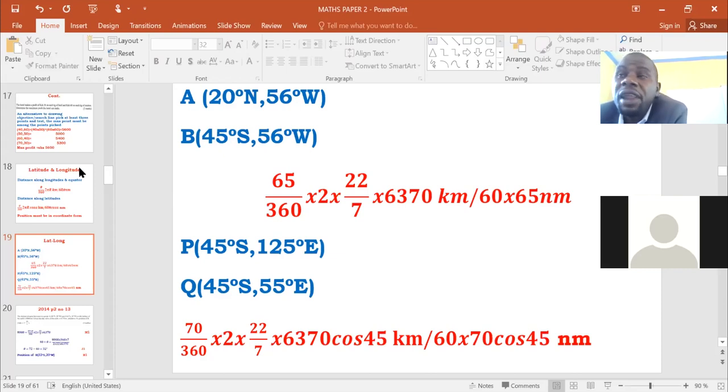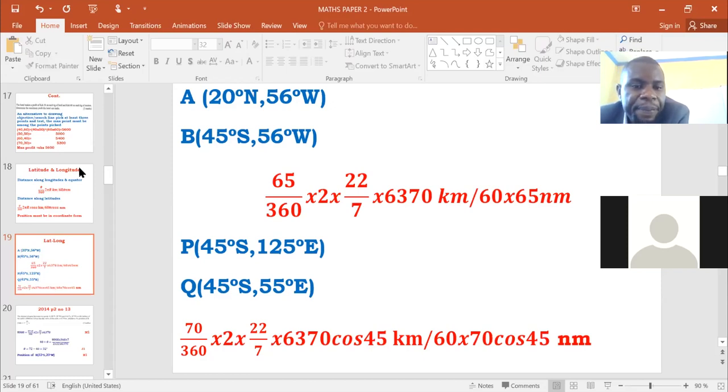So you go straight to the formula that we said, theta over 360 times 2 pi r. That is simply a way of knowing whether a point lies along a great circle or a small circle. So in that particular case, you know the exact formula to apply. And then in the next, point P, 45 degrees south, 25 degrees east.